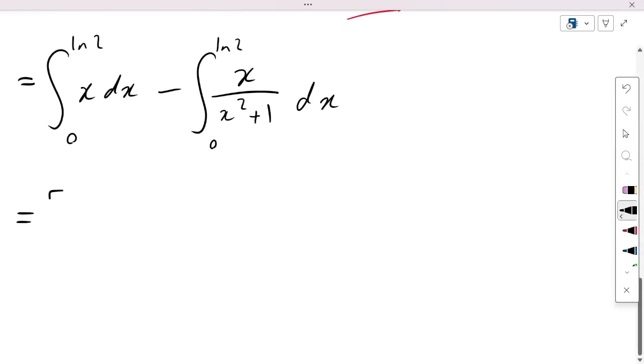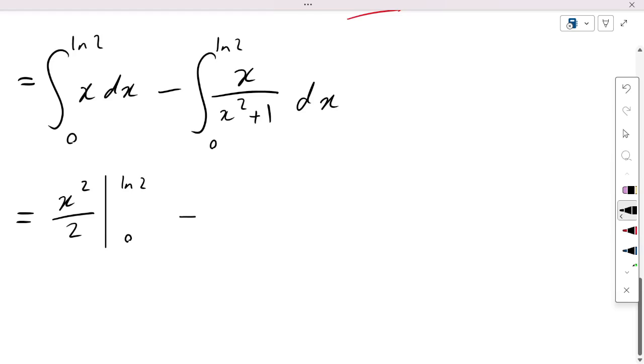This is going to be equal to, I'm actually going to use the notation that I was taught. The antiderivative of x is just going to be equal to x to the power of 2 divided by 2, evaluated at natural log of 2 and 0. So I'm going to do it like this.